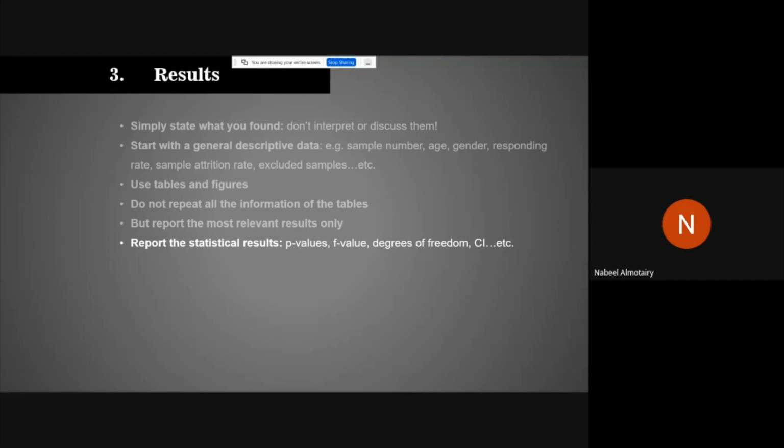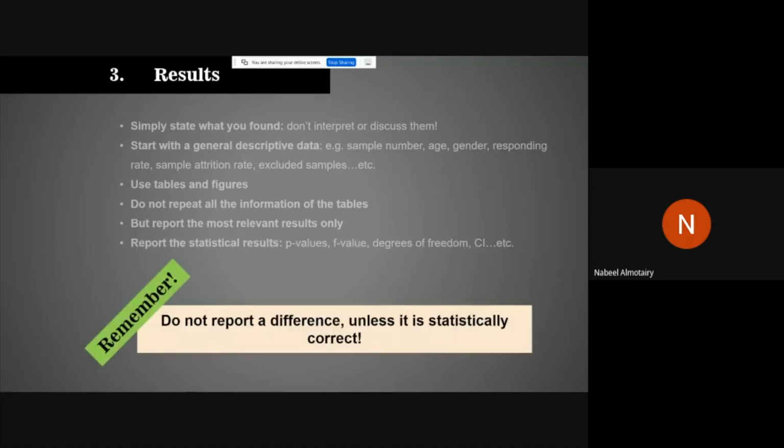And also it's important that you report the statistical results by giving the p-value, f-value, or other type of statistics. And it's also important, I see this a lot, that you have, for example, two groups, and then you write, okay, group one was higher than the other group. Okay, if it's not statistically significant, then there is actually no difference. So this statement will not be correct. So make sure that when you write about a difference, it should be statistically correct.